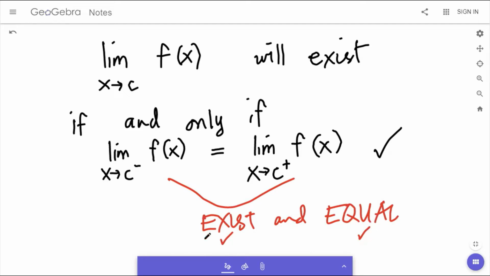So, ang ibig sabihin nito, class, kung ang limit sa left, for example, is negative 2, ang limit sa right is 3, for example, then the two-sided limit does not exist. Let me cross out. However, if the limit from the left is negative 2 and the limit from the right is also negative 2, then the limit of the function is negative 2. Yun ang ibig sabihin niya.